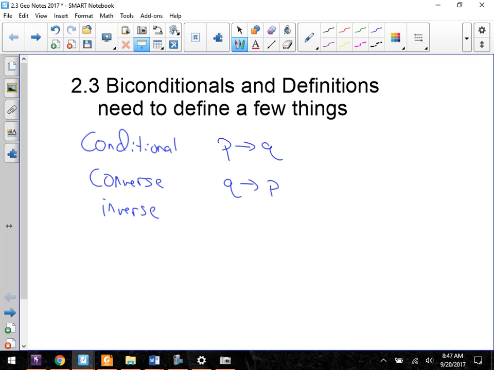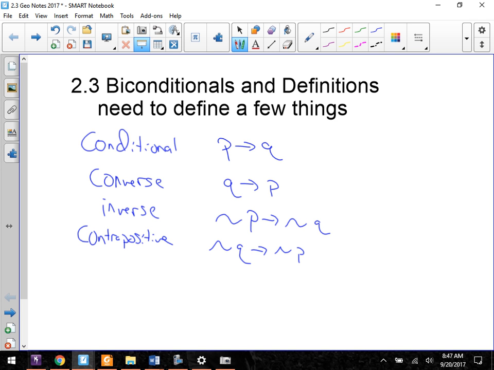I'm going to start using the symbol your new textbook does, the tilde. Not P implies not Q. Remember yesterday I showed you guys that one little upside down 7 or an L or whatever. That's how I grew up learning it, but I'll use this one. And then the last one was the contrapositive. Not Q implies not P.